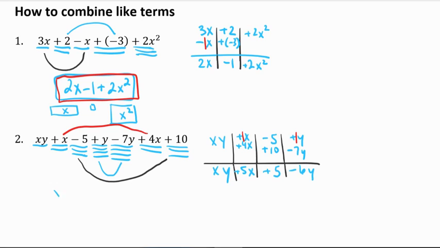So for my final answer, let me just write those all together. Plus 6y. And remember, that's going to be our final answer. We can't do anything else because I can't combine xy with anything. I can't combine 5x with anything else. Can't combine 5 with anything else. I can't combine negative 6y with anything else.